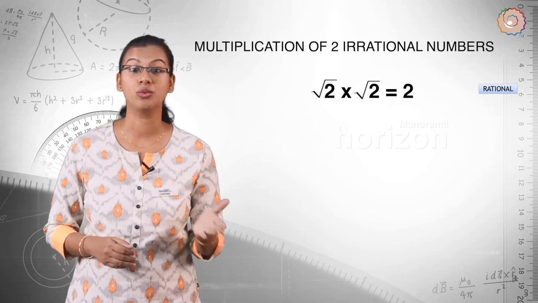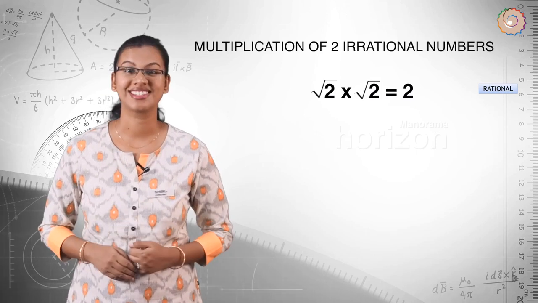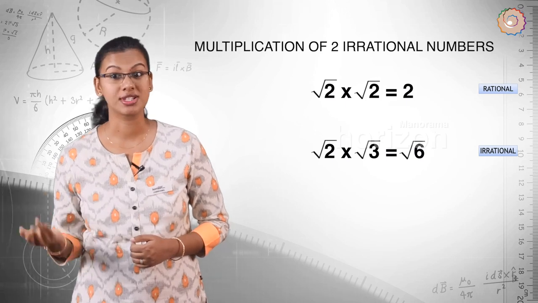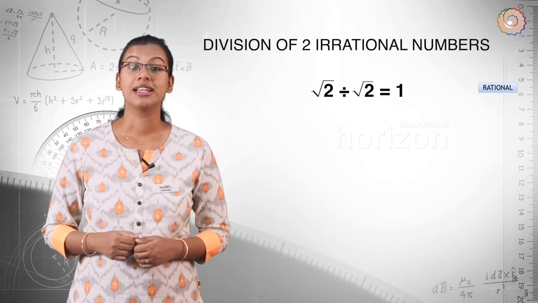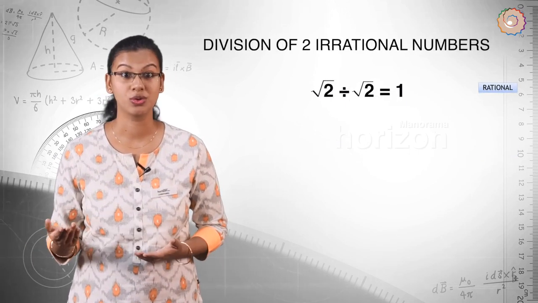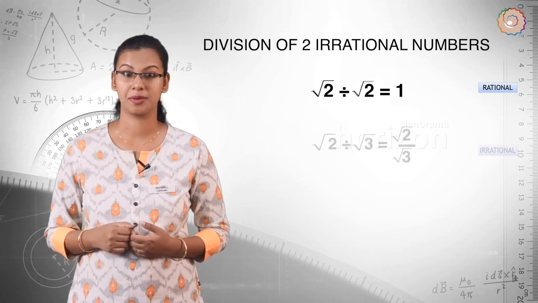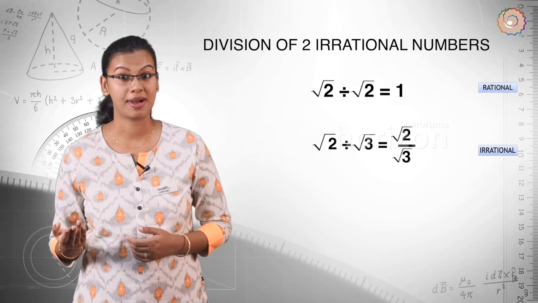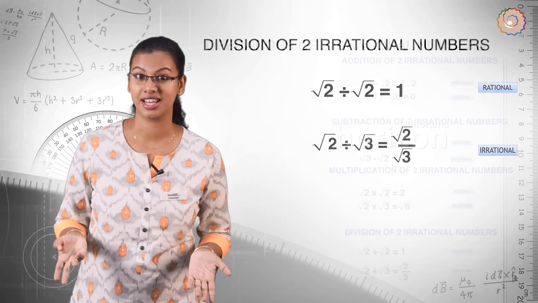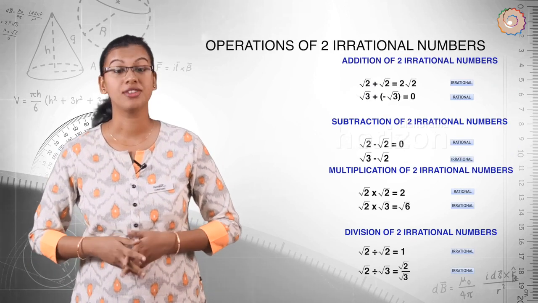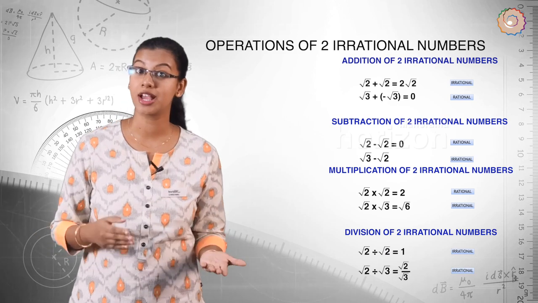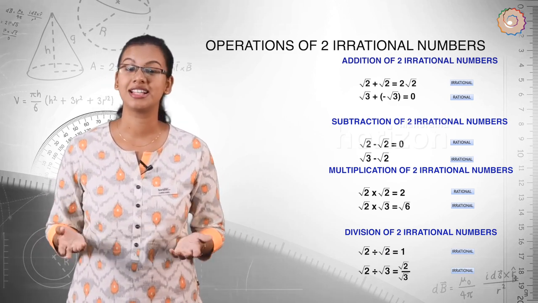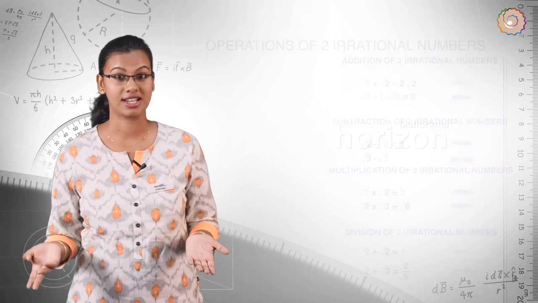Multiply root 2 by root 2, we get 2, which is rational. Multiply root 2 by root 3, we get root 6, which is irrational. Divide root 2 by root 2, we get 1, which is rational. Divide root 2 by root 3, we get root 2 by 3, which is irrational. So we can conclude that if we add, subtract, multiply or divide between two irrational numbers, then the result is either rational or irrational.